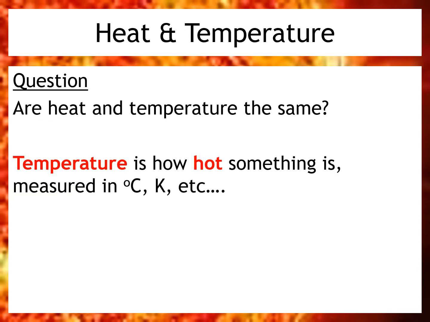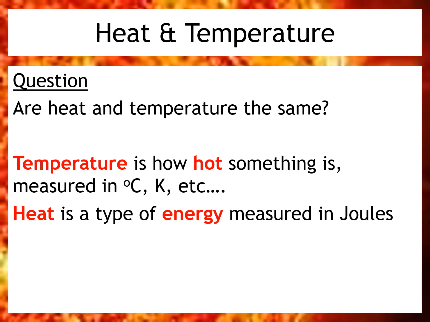So as we've seen, temperature is how hot something is, and we measure it in Celsius, Kelvin, and so on. On the other hand, heat is a type of energy measured in joules. We met heat or thermal energy back in year 7.